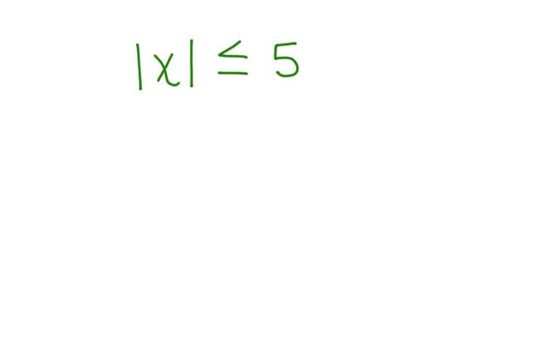The absolute value of x is less than or equal to 5. Now, because we're talking about absolute values, we can include 5 in this, and we could include negative 5. That might not make sense when you're looking at it, but let's take a look at it on a number line.